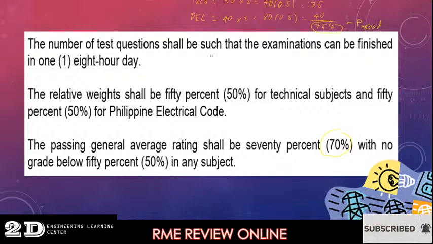Okay. Also, kailangan natin tandaan na may isa ding provision dito na dapat wala kang subject na below 50%. So, kahit na yung score mo is umabot ng 70%, then mayroong isa dito na 50% lang yung nakuha mo, and that 50% for 50 is 25. Kunyari, yung technical mo is 25. Tapos ipagpalagay na natin na perfect mo to 50 yung PEC.